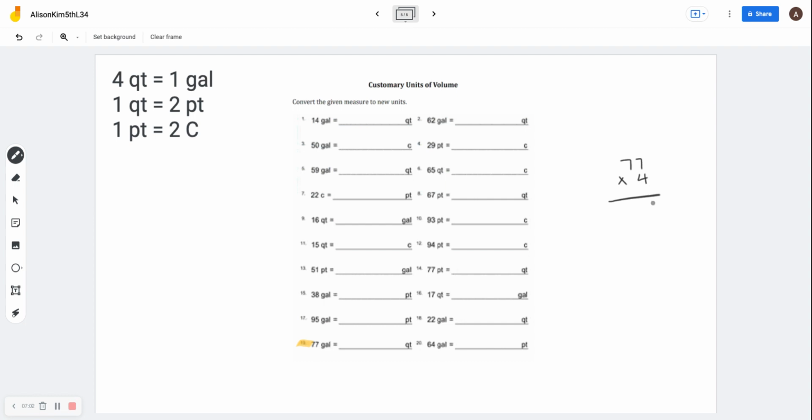So 7 times 4 is 28. Bring down the 8, bring up the 2. 7 times 4, once again, is 28. 28 plus 2 is 30. So we bring down 30. So we get that 77 gallons equals 308 quarts. And that should be your final answer. So once again, when you're doing this worksheet, keep this conversion chart in mind.